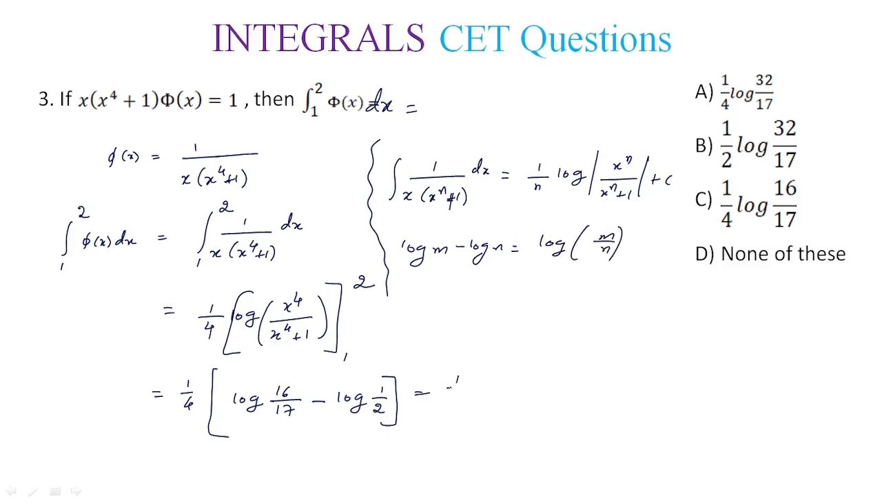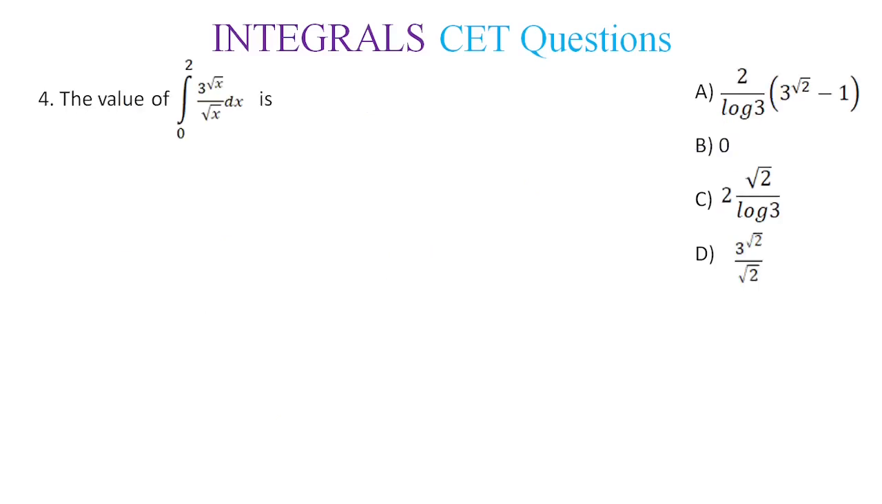Writing this as log of m by n, we have 1 by 4 into log of 16 by 17 divided by 1 by 2. This is 1 by 4 into log of 16 by 17 into 2 by 1. What is the answer now? 1 by 4 into log of 32 by 17. That is the B answer, correct. Okay, this was your third question. Now let us move on to the fourth question.